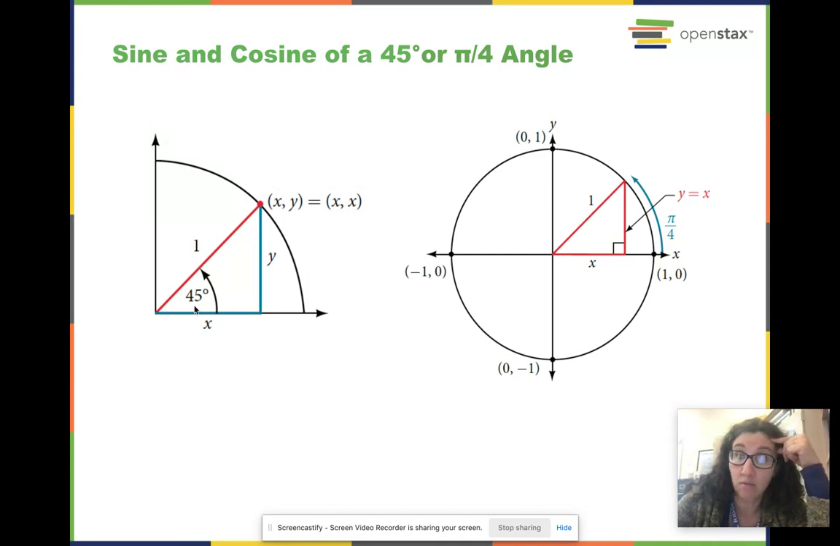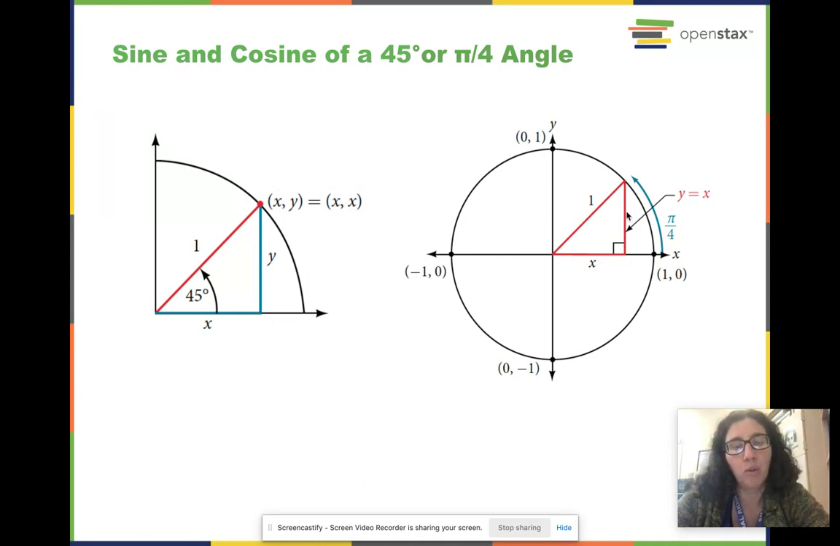So let's think about some things we know about this triangle. If it's a right triangle, and if this angle is 45, we know that this angle is also 45, right? Because triangles have to add up to 180. So this is an isosceles right triangle. That tells us that these two sides have the same length, so whatever sine is and whatever cosine is, they're going to be the same value. And we also know that the hypotenuse of this right triangle is 1, since this is the unit circle. So we know that y equals x.